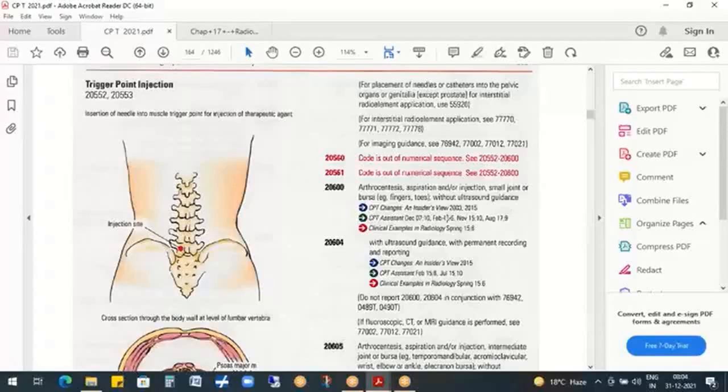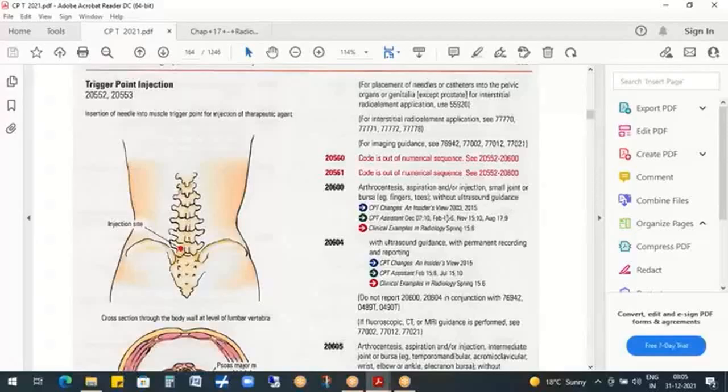Can you see code 20604? Read the code 20604. Arthrocentesis, aspiration and injection, small joint or bursa, with ultrasound guidance, with permanent recording and reporting of images. Is guidance a part of the code or not? Yes, sir. Okay, can we code guidance here separately? No, sir. Understood, everyone, what I am saying?